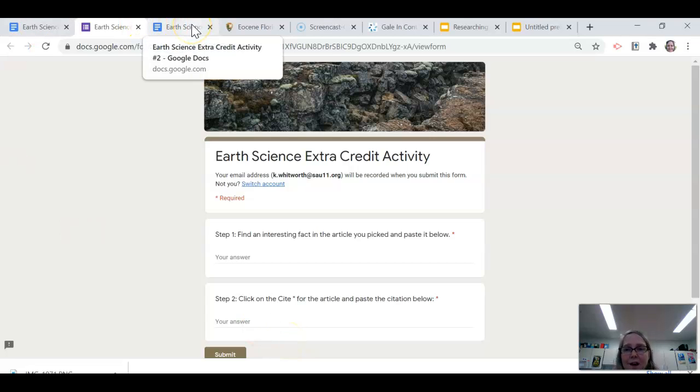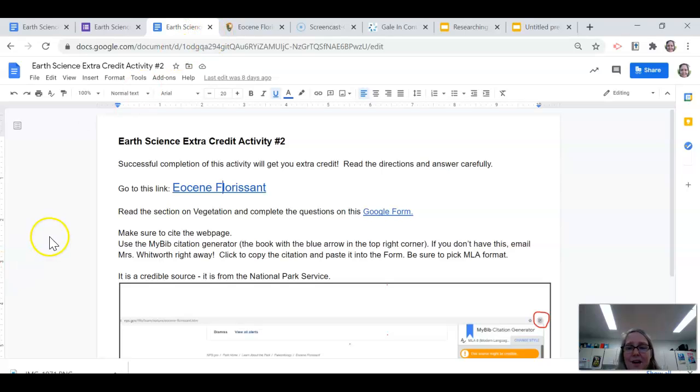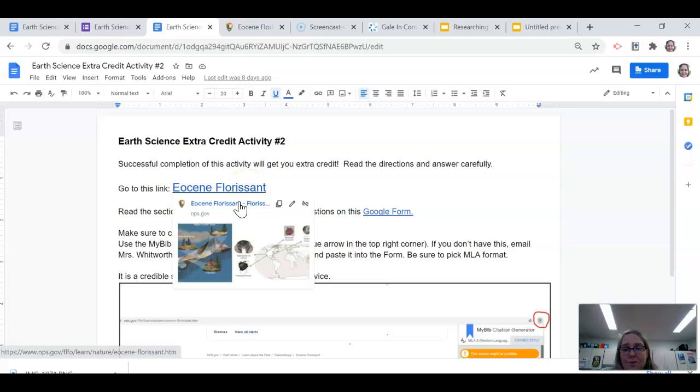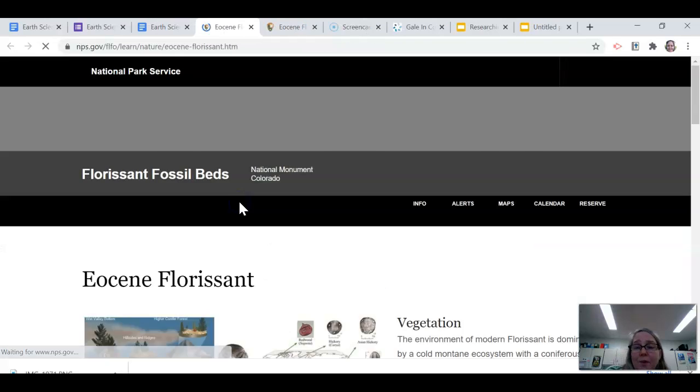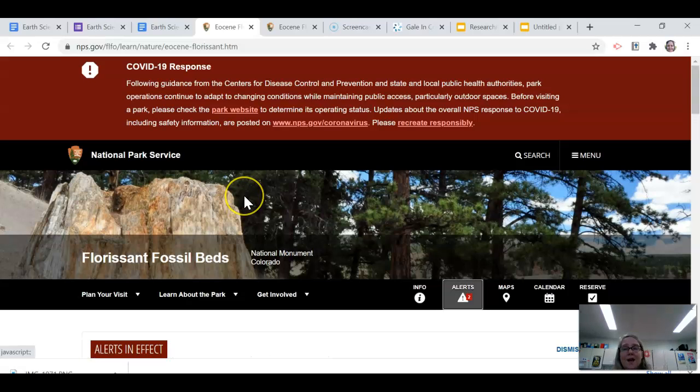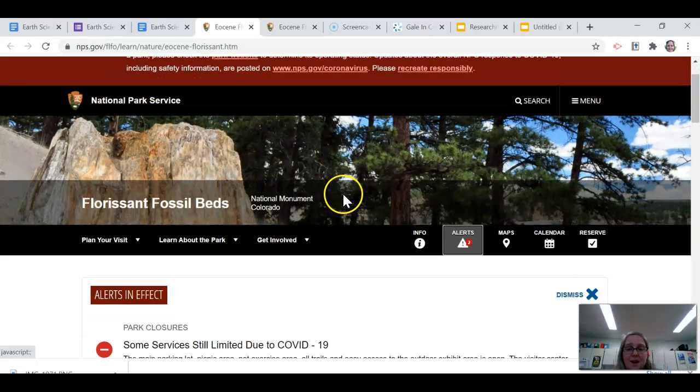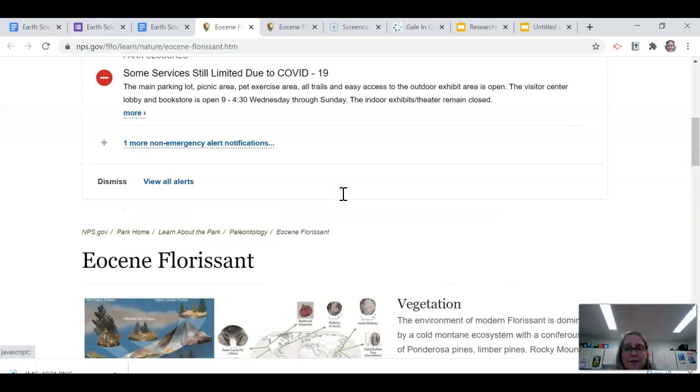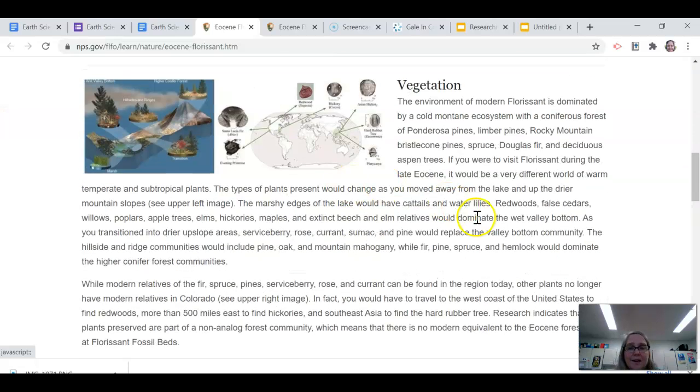We just posted activity number 2. Dr. Pike actually really wanted them to go to the National Park Service site, and because they are studying climate change over the history of the Earth, the Florissant Fossil Beds National Monument in Colorado has a lot of really great information about how the vegetation has changed.